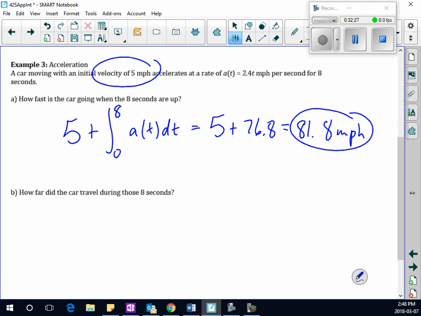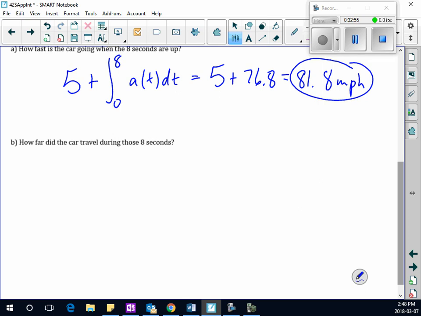Okay, so now we need to figure out how far did the car travel during those 8 seconds. Yeah, and so we do have an initial value in disguise there too, right? So your calculator can only do so much. What do you do with that initial value to plug it in? To get the C, because otherwise you're not getting a plus C. You know what I'm saying?